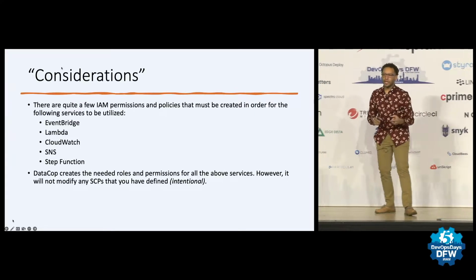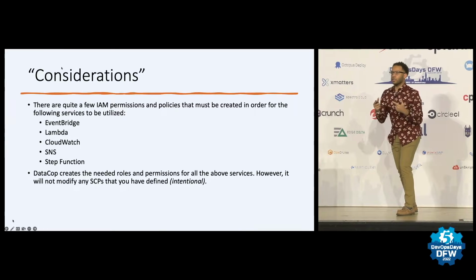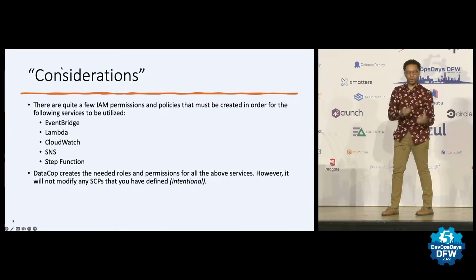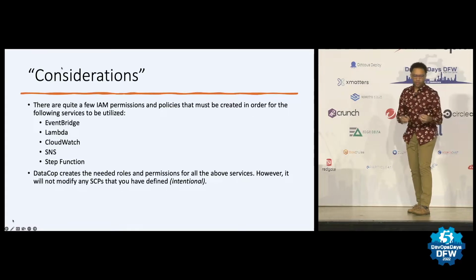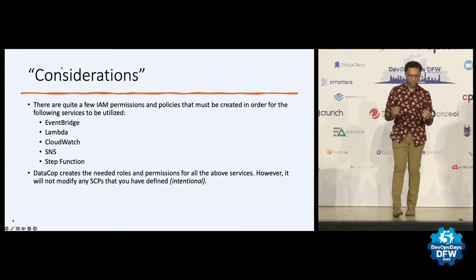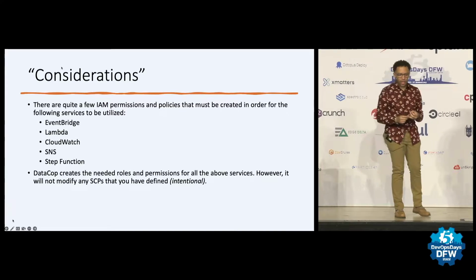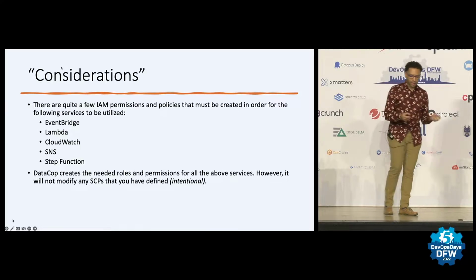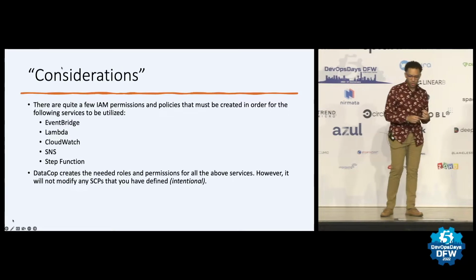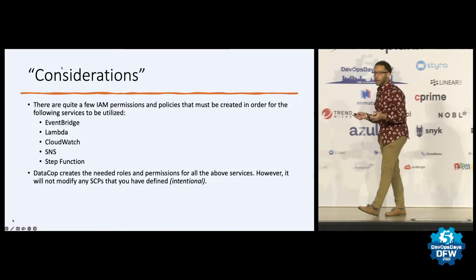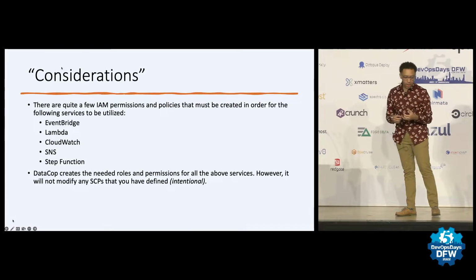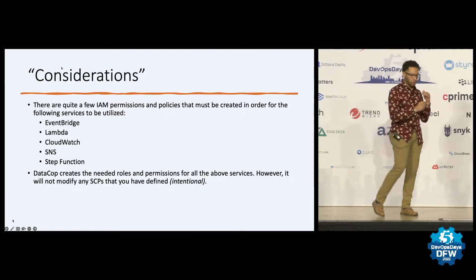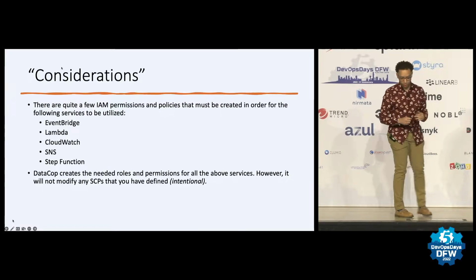EventBridge is an AWS service that DataCop will leverage to detect what results are being put into the S3 bucket. The Lambda is going to be the serverless component that's going to execute those blocking actions. CloudWatch is just for the logs for both the Step Function and Lambda. SNS, Simple Notification Service, is what it's going to use to send an email out to the users to notify them of when a bucket has been blocked. And then a Step Function is going to give us a visual workflow. So it's going to execute these steps in a specific order, right?